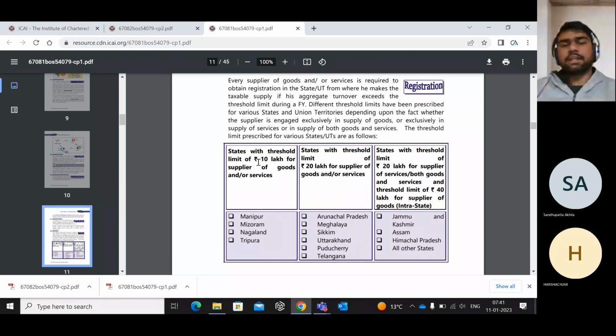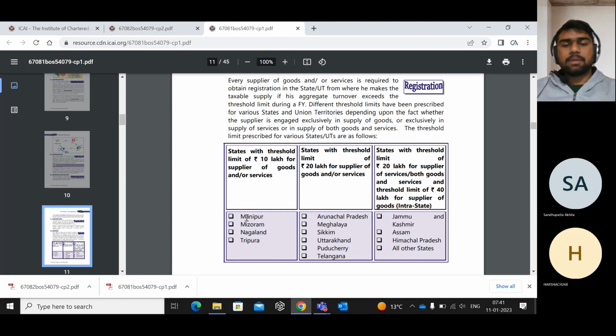Here, if you see, the 10 lakhs threshold limit is applicable for suppliers of goods as well as suppliers of services. That means for this category of states, these four states, if their turnover crosses 10 lakhs, they need to compulsorily register under GST.